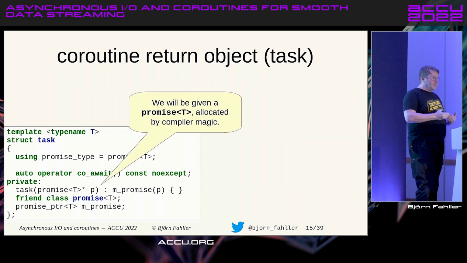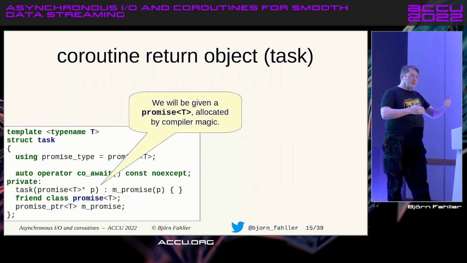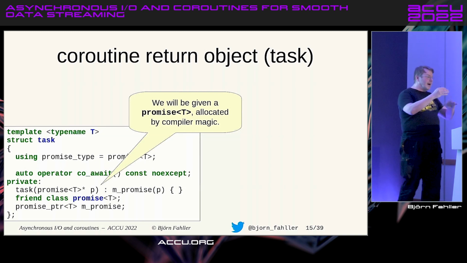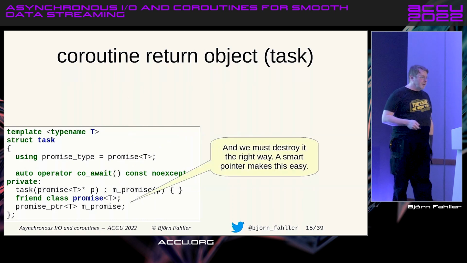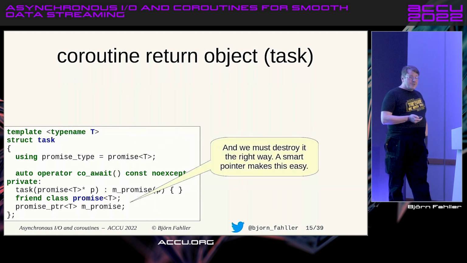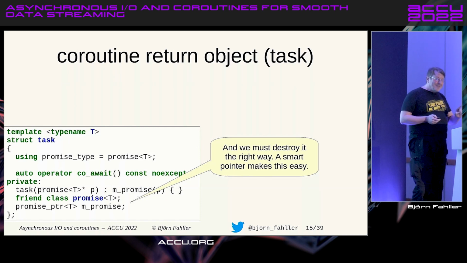And this promise, like I showed, is allocated by the compiler-generated code, so it's magic that happens there. It is handed over to the task. And we must keep track of it, keep track of its lifetime. And we must destroy it the right way. Calling delete on this is a really, really, really bad idea. Ask me how I know.